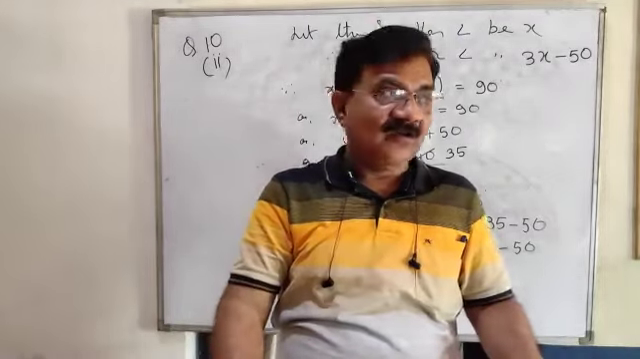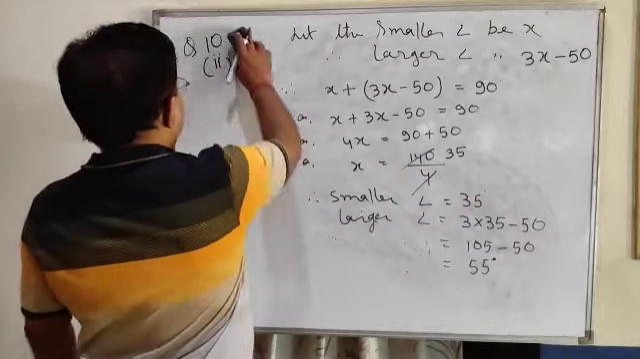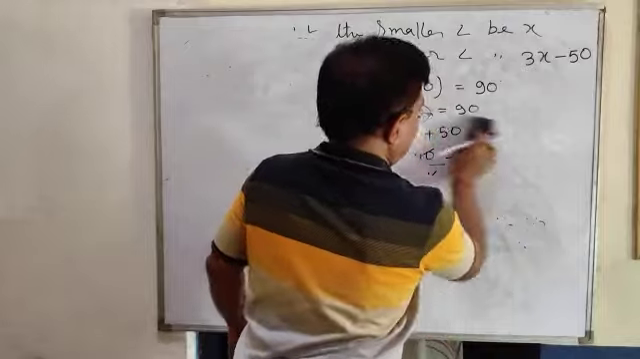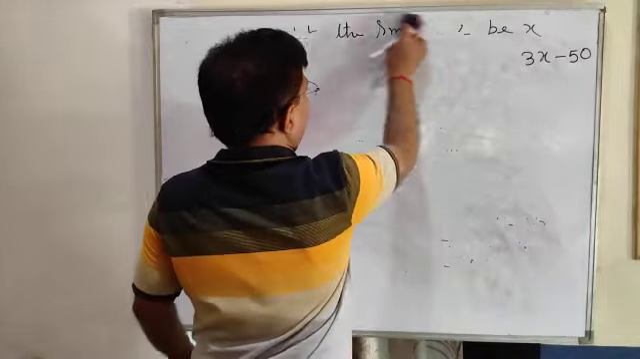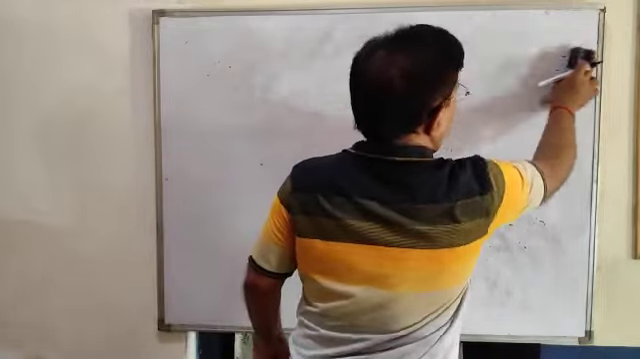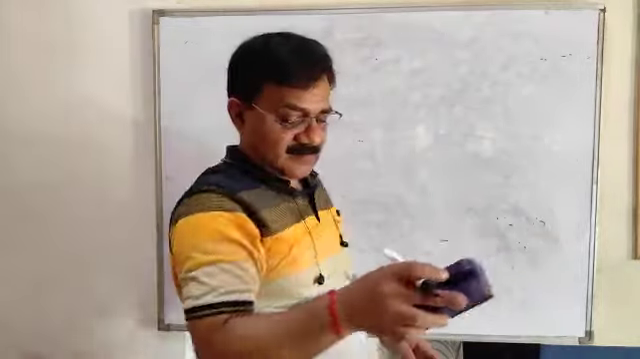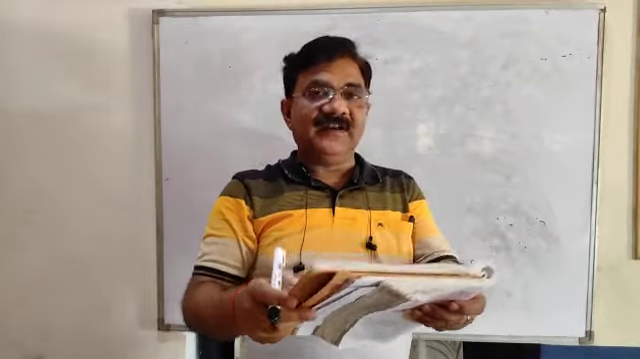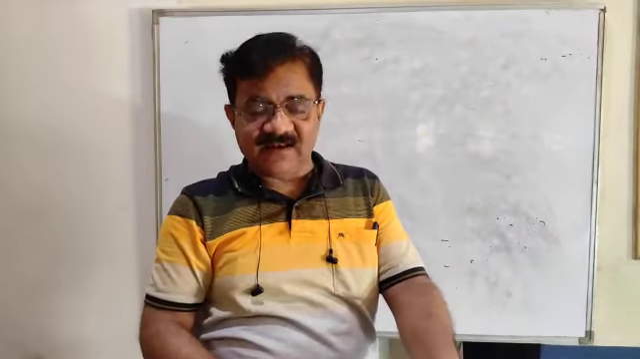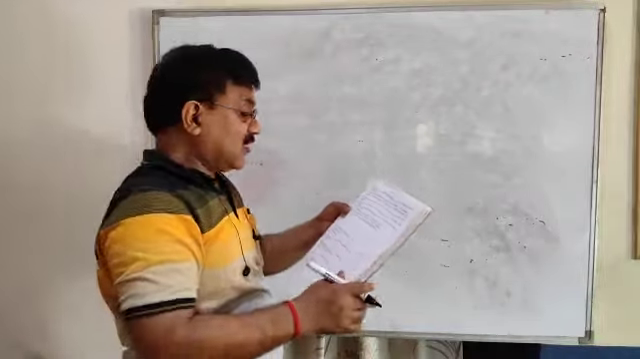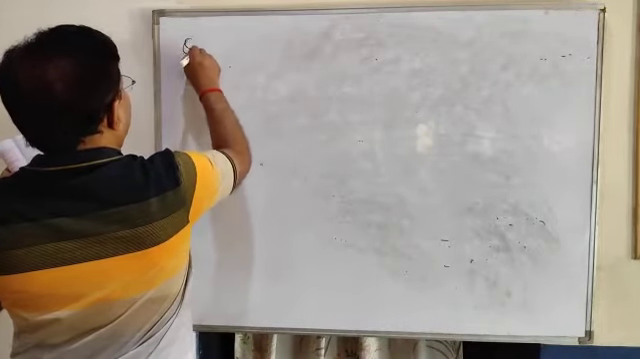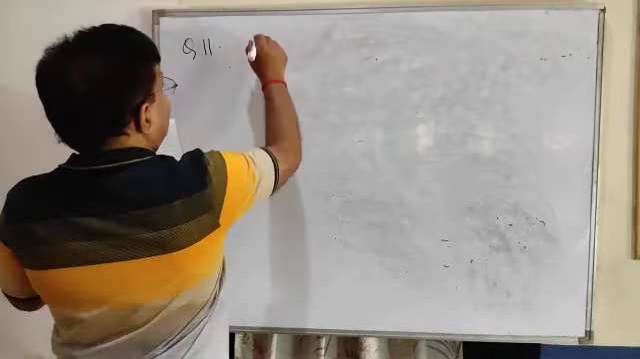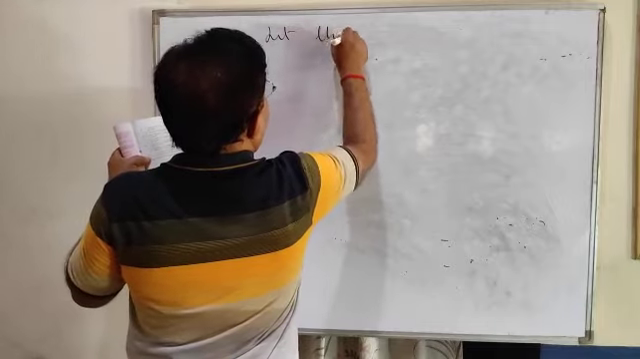One more question, question number 11, we will discuss. Any one question from question 11. Two complementary angles are in the ratio. Dear children, if a ratio is given, then take x. Two complementary angles are in the ratio 2:3. Find them.